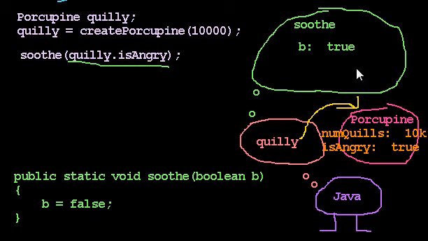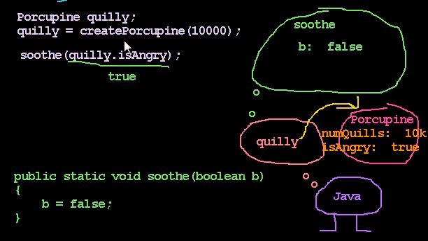Then we say b gets the value of false, and you may already see what's gone wrong. We have two truths in the problem, right? There's Quilly's isAngry value, and there's the value of b. Although they both store the value true, we now suspect what the problem is going to be. When we say b gets the value false, that's great, but that didn't change whether Quilly was angry. That didn't change anything about here. That's because when we pass Quilly.isAngry, we're just passing the value of this expression, which was true.